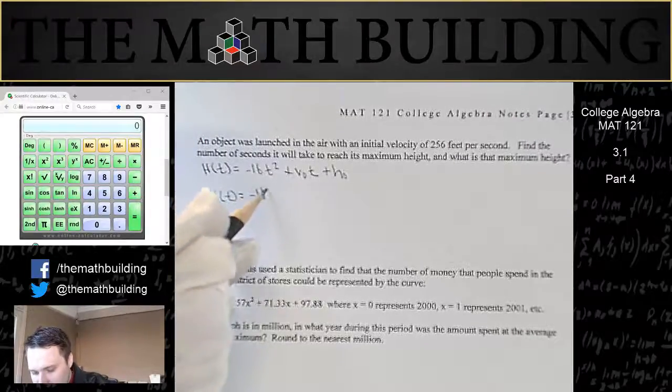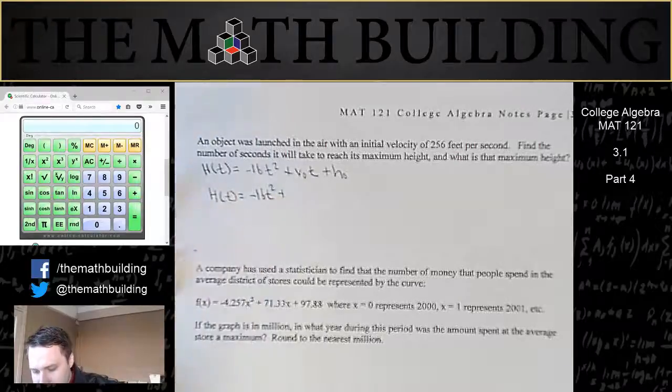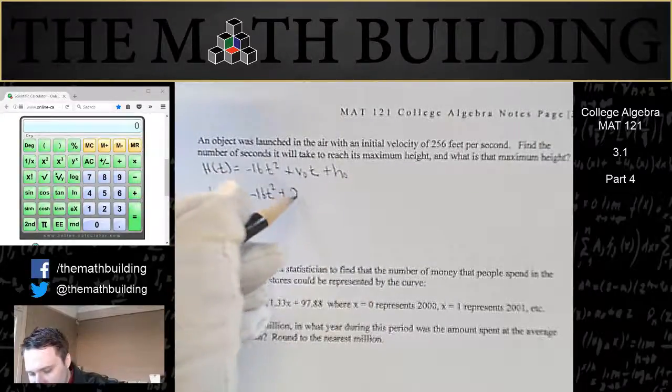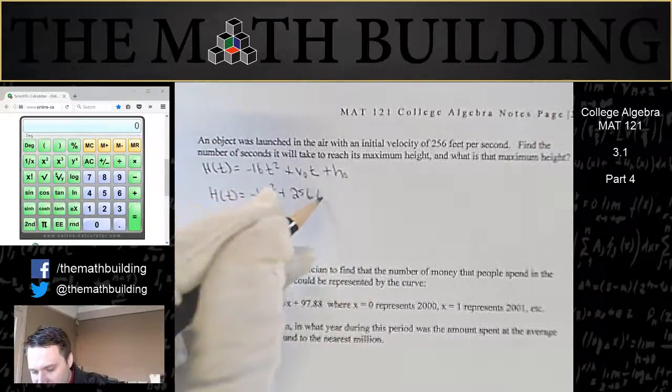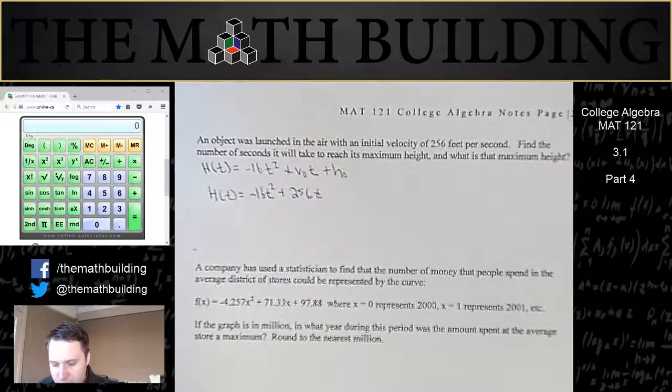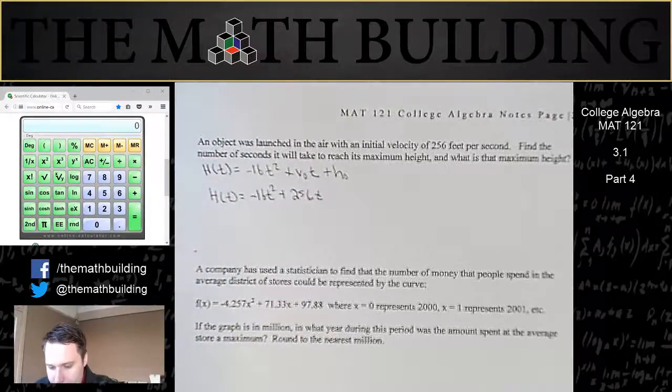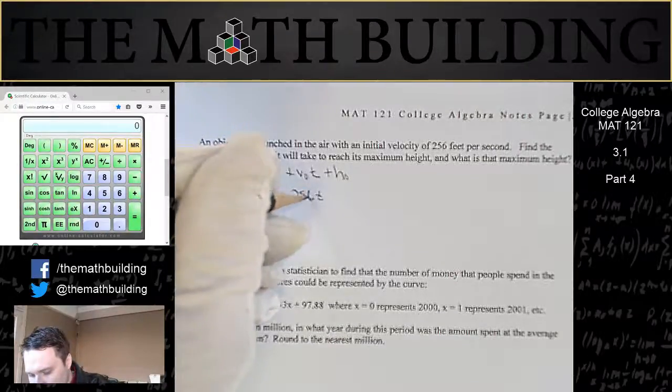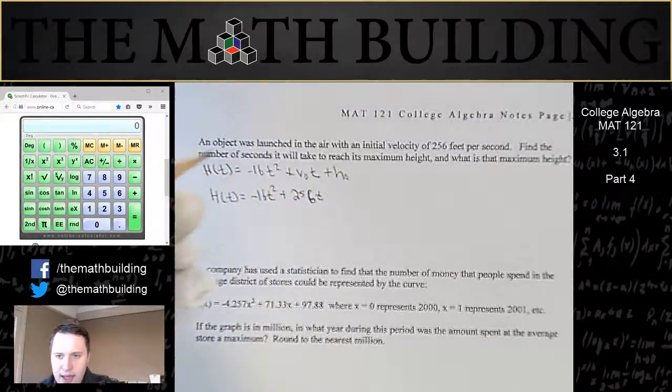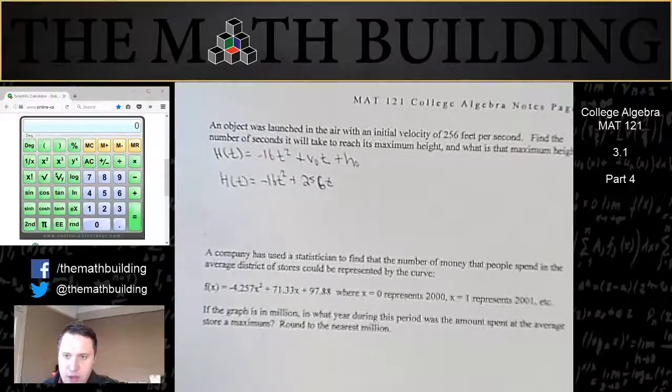Nothing to plug in on the first part. It says the initial velocity was 256 feet per second, so that's pretty fast. And it doesn't say anything about an initial height, so we'll just assume the initial height is 0.